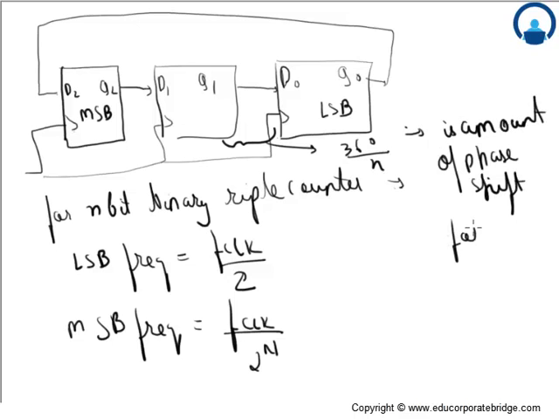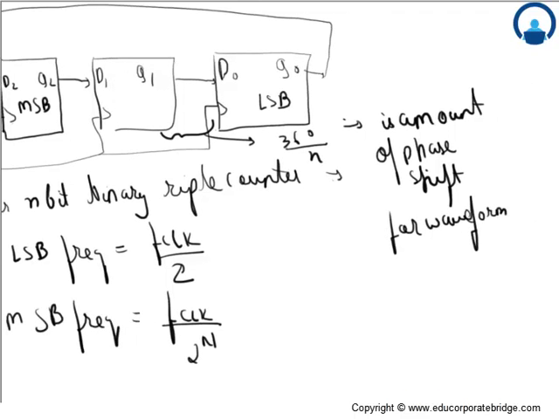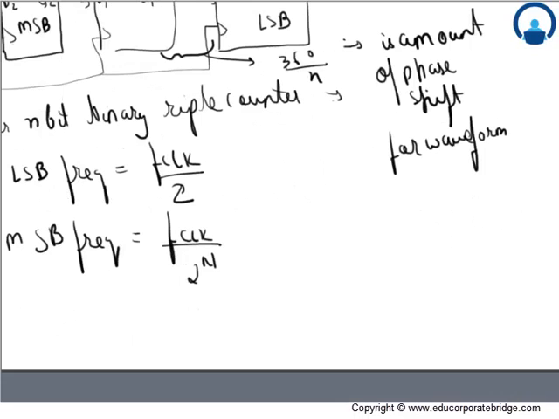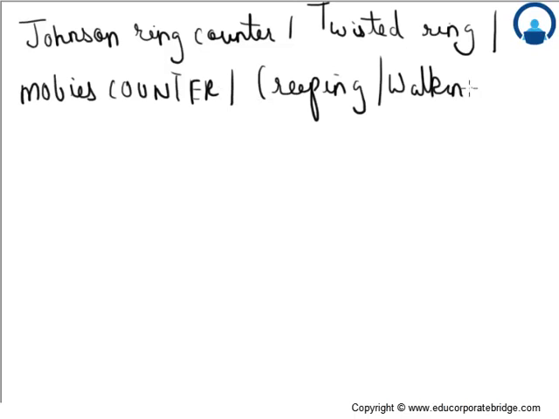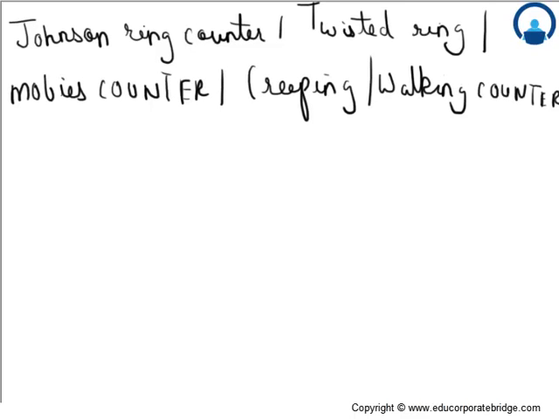Now let's see the next type of synchronous counter, which is the Johnson counter. This Johnson ring counter has different names, not only one name. It is also called a twisted ring counter, or Mobius counter, or creeping counter, walking counter. Why is it called a twisted ring counter? Let's check it from its circuit diagram.